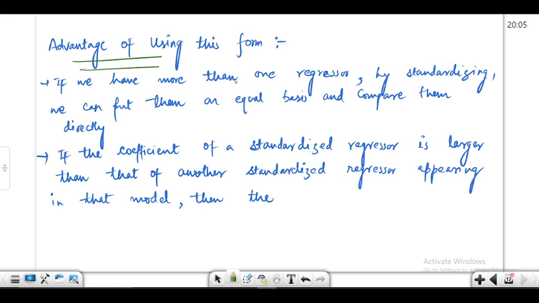If we have more than one regressor, by standardizing we can put them on an equal basis and compare them directly. Each extra regressor will be affecting my regressant, and the changes will be measured in terms of standard deviation, so we can easily compare. The units will not be relevant here. Whatever effect of the regressor we see on the regressant will be in terms of the standard deviation.